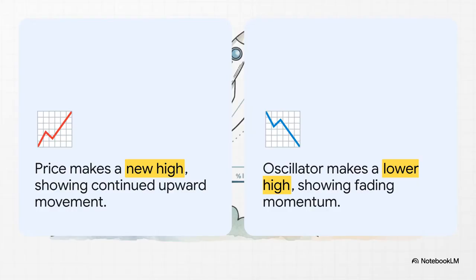And finally, divergence. This is the big one. Imagine the price on your chart is making a brand new high. Awesome, right? But then you look down at your momentum meter, and it's actually making a lower high. See the disconnect? The price is going up, but the energy behind that move is fading. That's a classic warning sign that the trend could be losing steam.